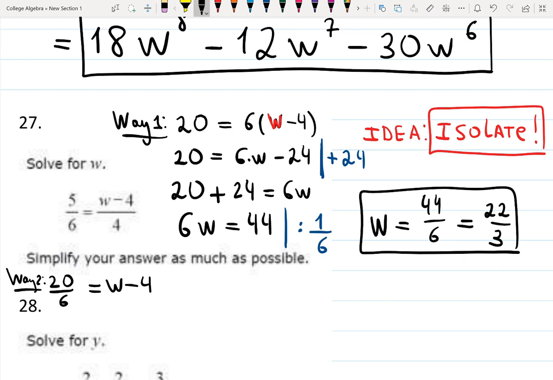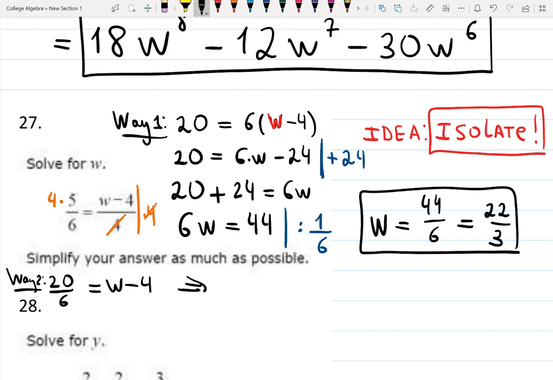What I did is I multiplied everything by 4. And if I multiply everything by 4, both left hand side and right hand side, 4 in denominator will cancel out, and instead it will be multiplied over here on the left hand side. And that's how I got 20. So now w is already isolated.